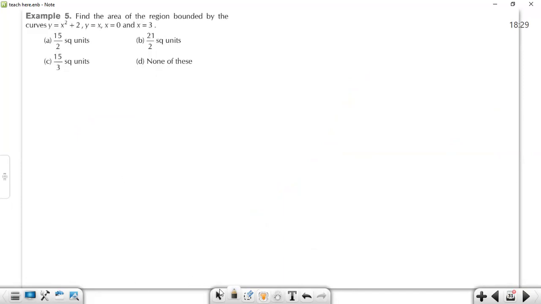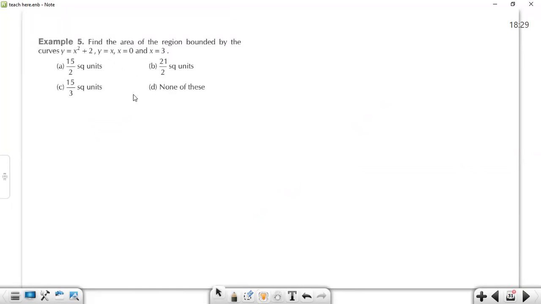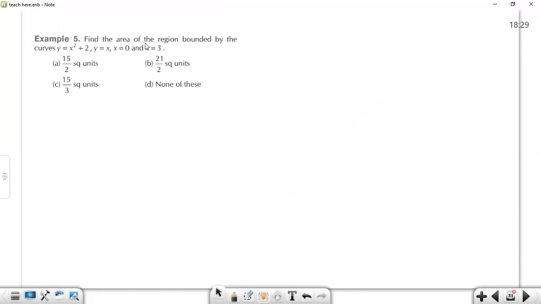Let's move ahead then. Example number 5. Find the area of the region bounded by these. This is a curve, so this is a parabola. This is a straight line, this is a straight line, and this is a straight line.